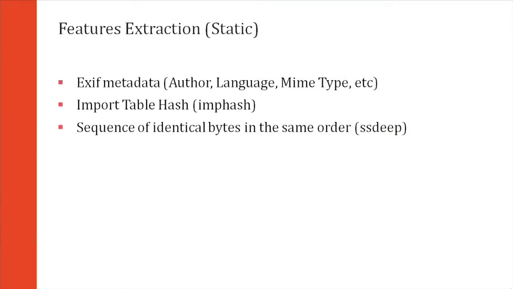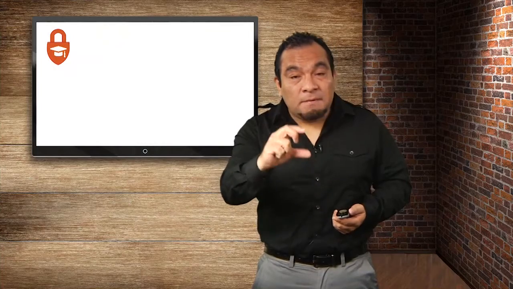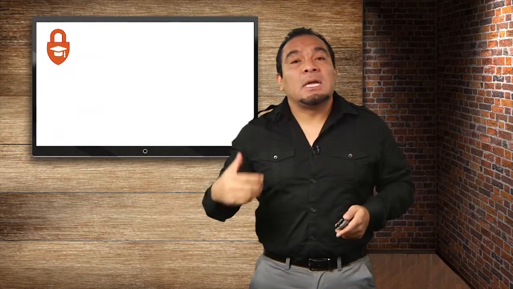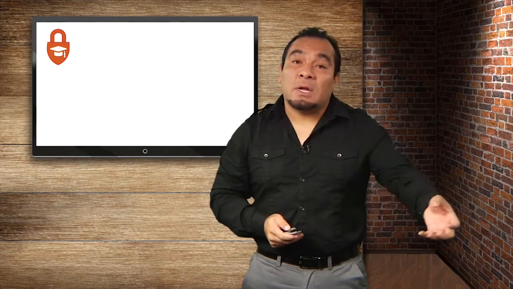Now, the second one is SSDEEP. It is a concept also known as fuzzy hash. It is basically able to extract sequences of bytes in the same order from binaries, and that specific sequence of bytes is used as a hash in order to detect samples that can be similar. All these things, as you know, are about extracting features to be able to classify the malware.